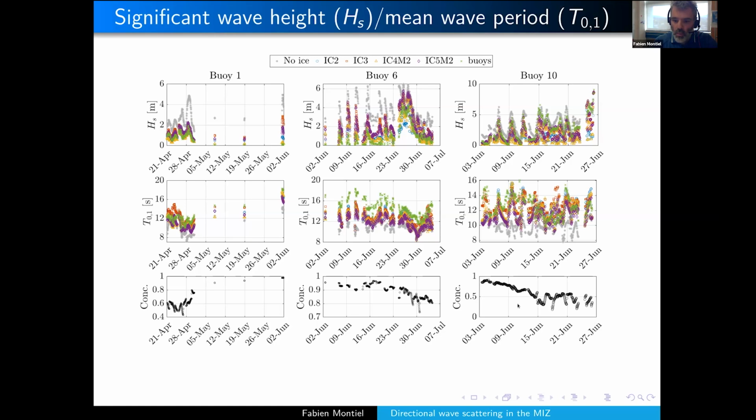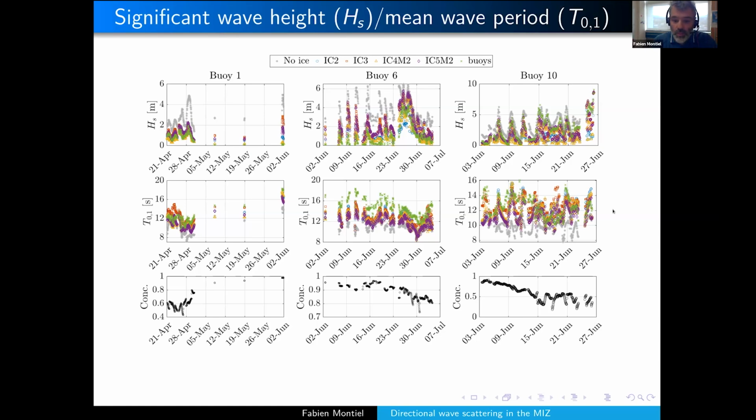And for buoy 10, concentration was also relatively low, especially in the later stages, while for buoy 6, concentration was pretty high, remains high pretty much through the duration of the life of buoy 6. So it seems already that the performance of the models significantly depends on ice concentration.